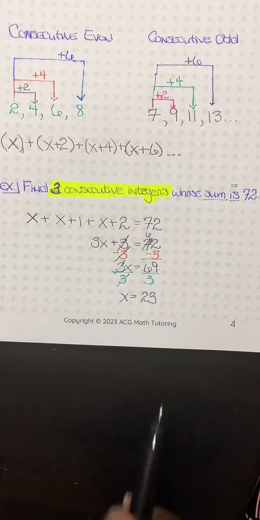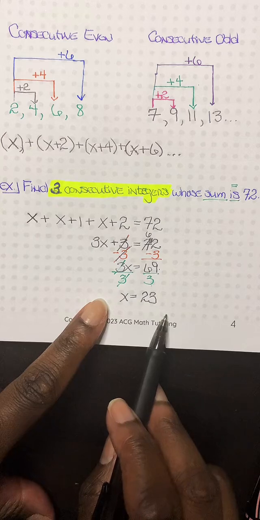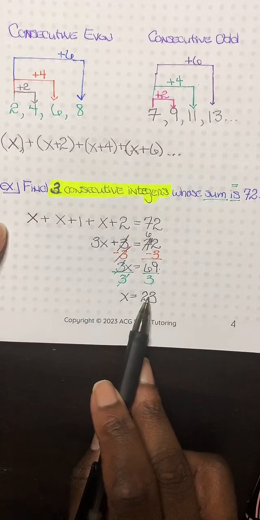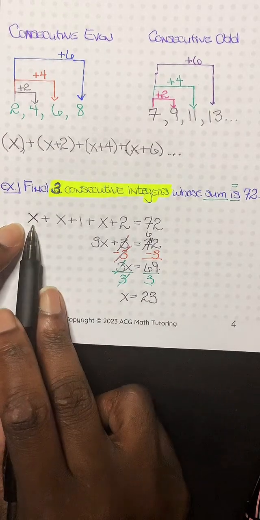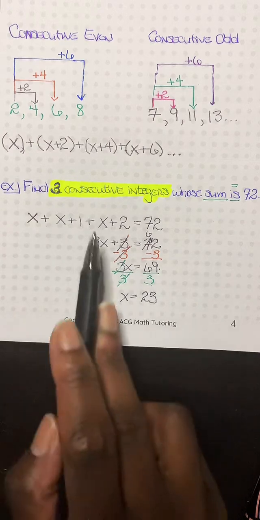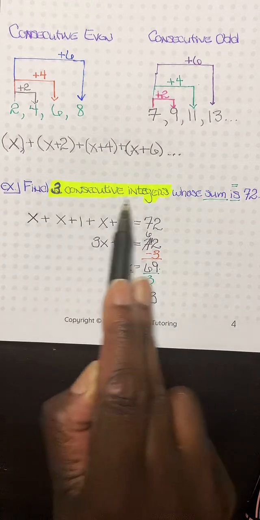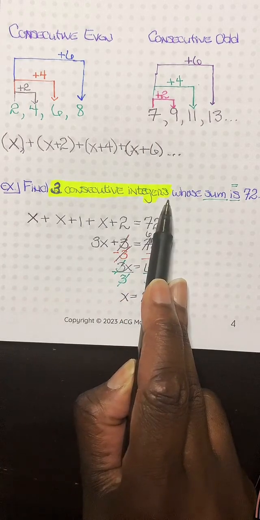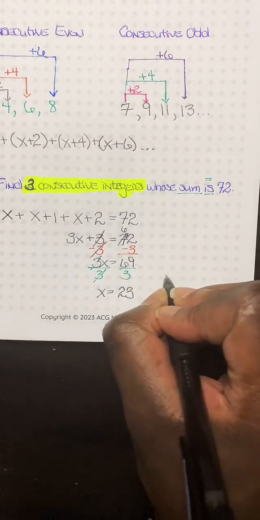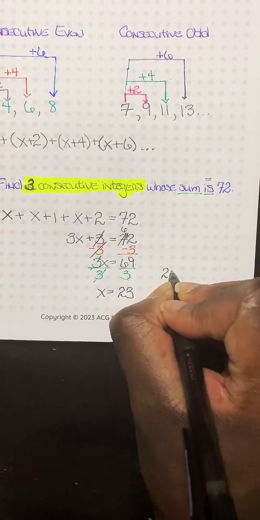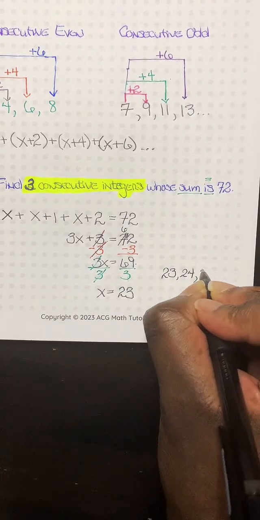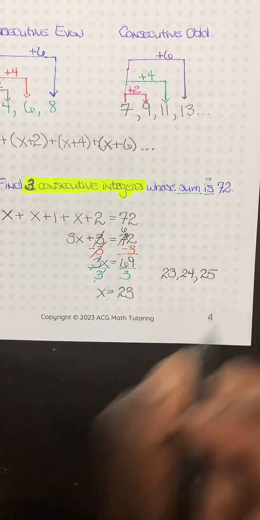All right, so here we go. We got our 23. This is our first digit. Remember we got here, we got our x. So our first digit is 23. If we're looking for 3 consecutive integers, that means one after the other. So that means we have an answer that is 23, the next digit is 24, and the next digit is 25.